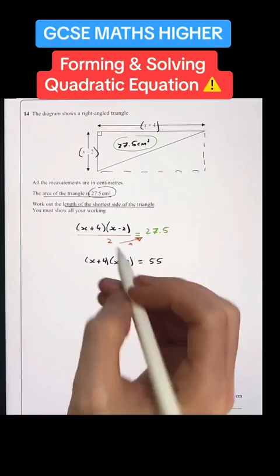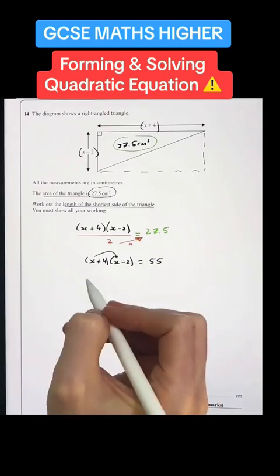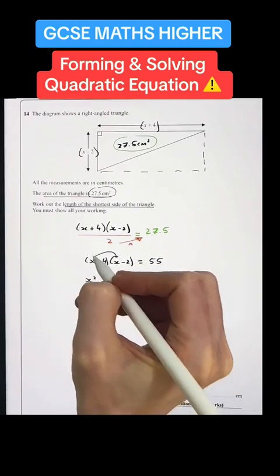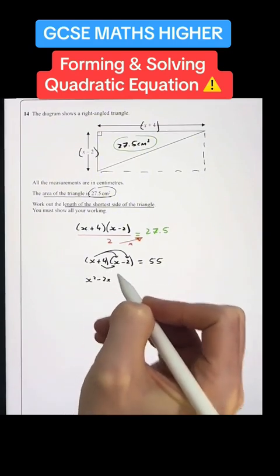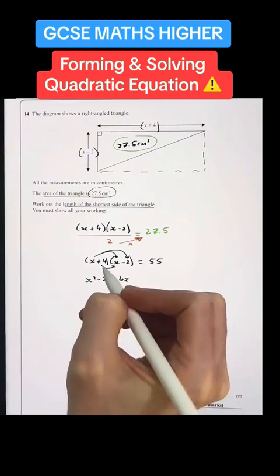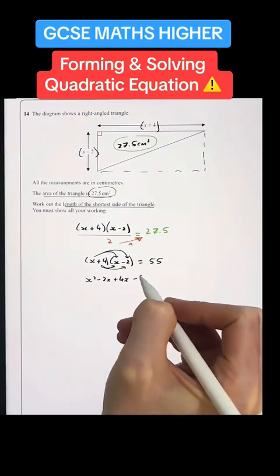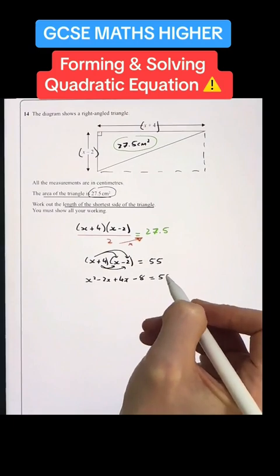Now, expanding my double brackets on the left-hand side, I know x times x will give us x squared. x times negative 2 will give us negative 2x. Positive 4 times x will give us plus 4x. And 4 times negative 2 will give us negative 8. And it still equals 55 on the right-hand side.